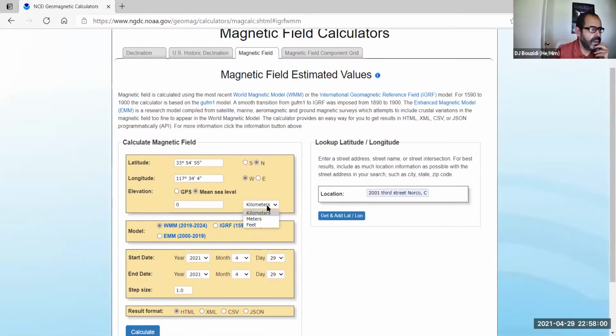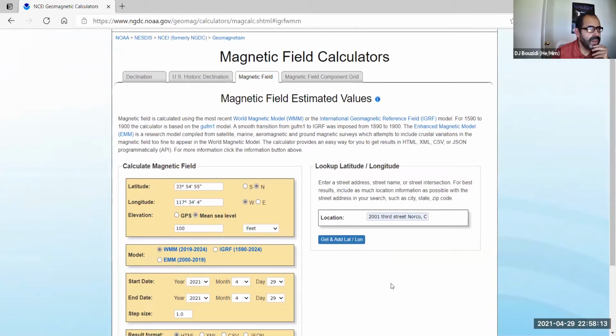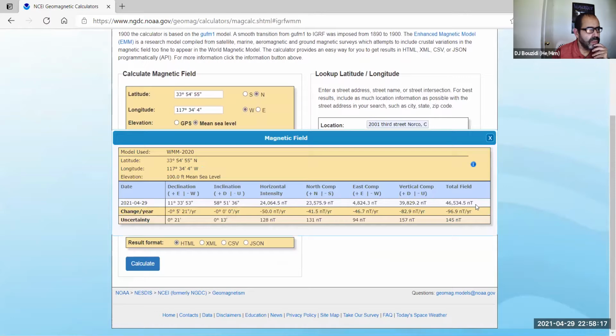Okay. Let's say, for example, how many feet is that area there? Probably 100 feet above sea level. I'm just throwing the numbers in there. This is the one I want. I want the magnetic field. You see here, so much information you can take from their website.